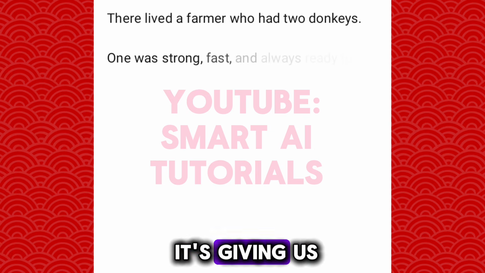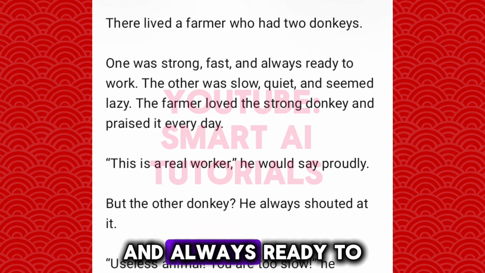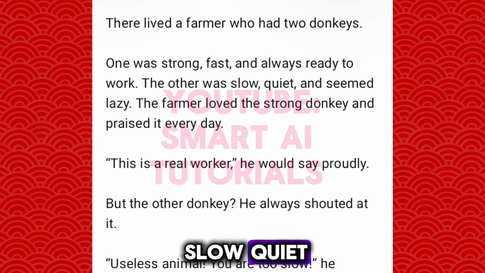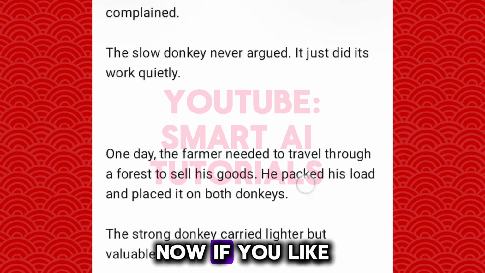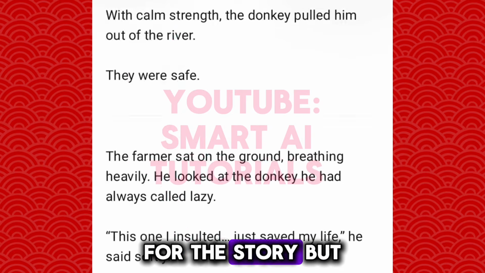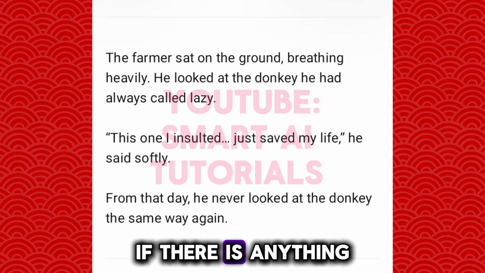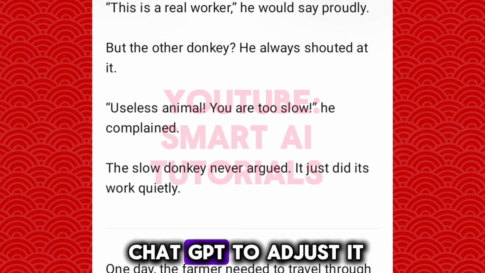Look at the story it's giving us. There lived a farmer who had 2 donkeys. One was strong, fast, and always ready to work. The other was slow, quiet, seemed lazy, and so on and so forth. So you just read through the story. Now, if you like the story, you go ahead and generate the voiceover for the story. But if you don't like the story, if there's any adjustment you want to make, you can always tell ChatGPT to adjust it.